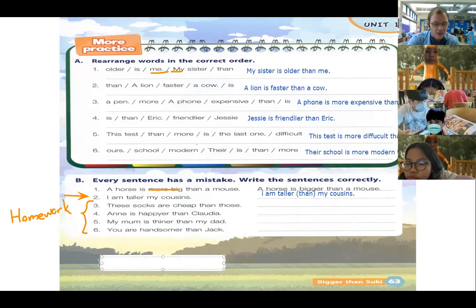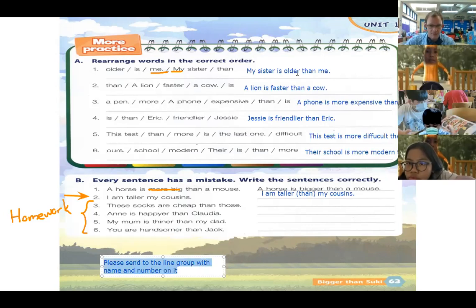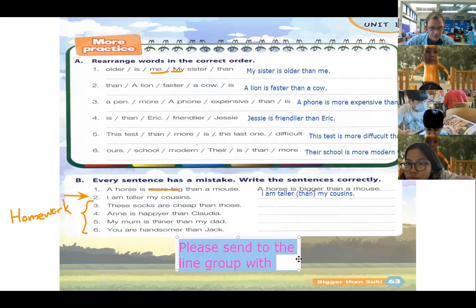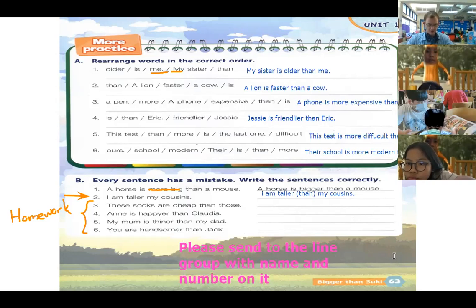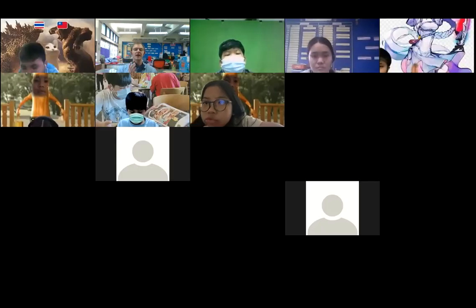And also, please send to the line group with name and number on it. When you are finished, please remember to send to the line group. I don't want to give you too much to do. So I think that is enough for us to do. Okay. Just 4 questions, and then you are finished. So that's all that I wanted to talk to you guys about for today.